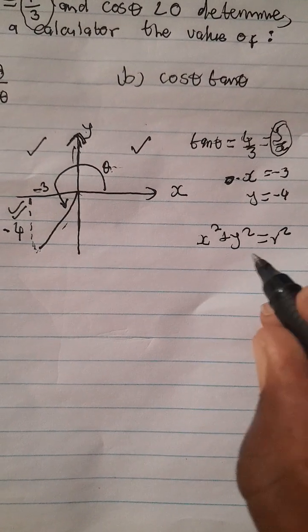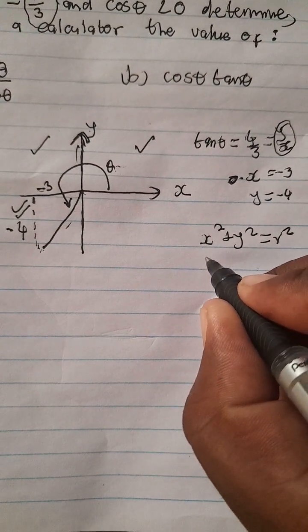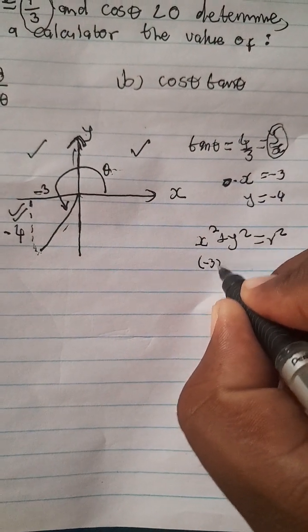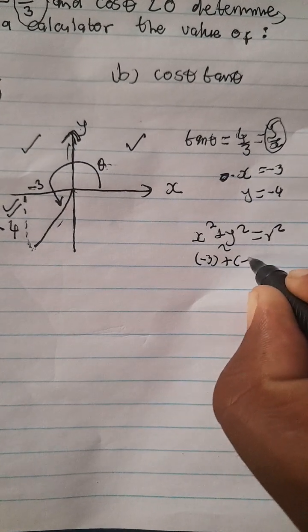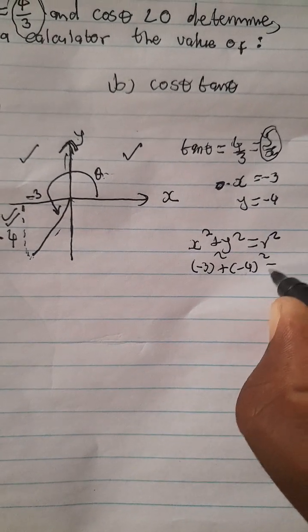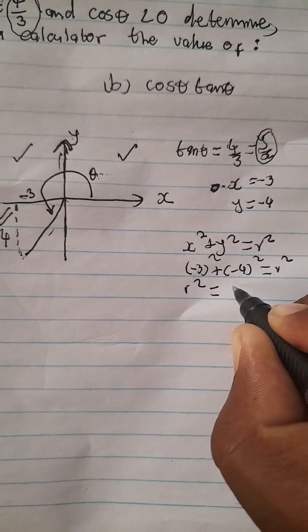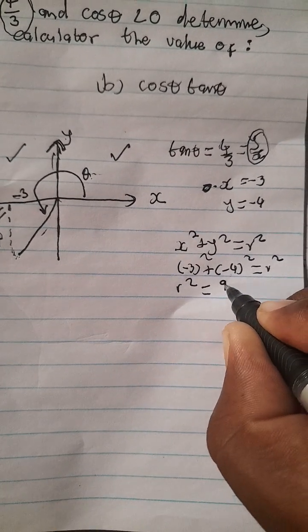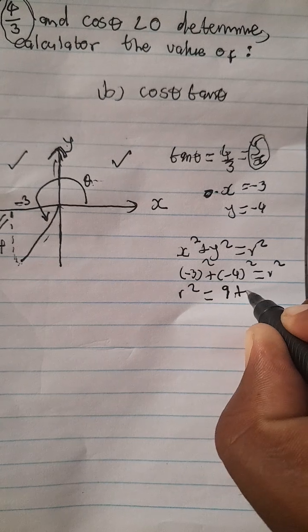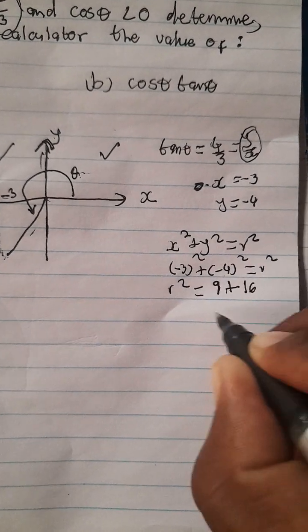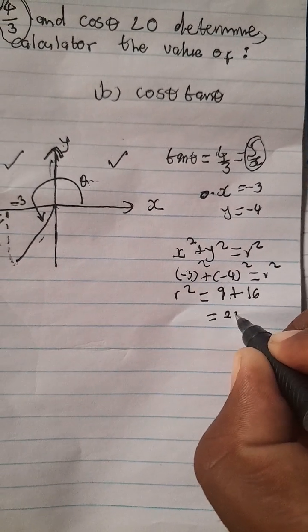So what are we looking for? We are looking for r there. So our x is negative 3 squared. Our y will be negative 4 squared, which equals r squared. Then we are working. 3 squared is 9. What about 4 squared? It's 16. And this will be 25.